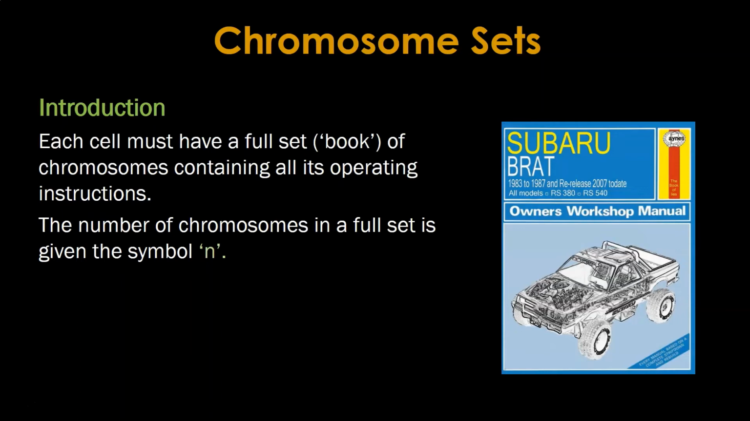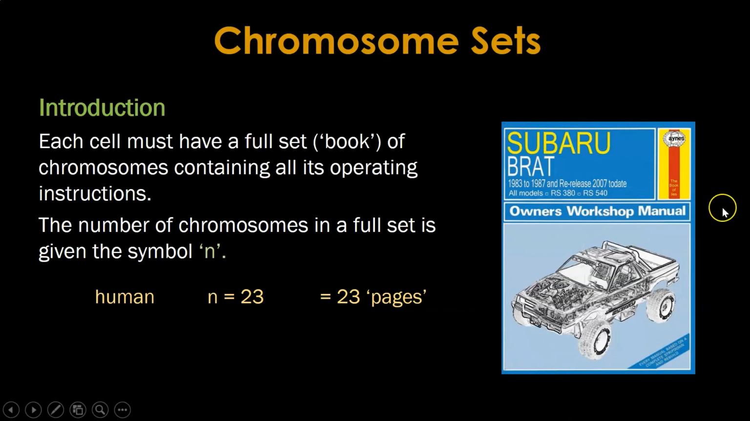We give the symbol N to describe one full set of instructions. In that set, there will be a number of pages. So if we use our manual analogy, this is all the DNA, all the instructions in a single cell. If we were to open it up, which I can't do because this is in 2D, we'd find a whole bunch of pages. And the total set of pages makes up that instruction manual.